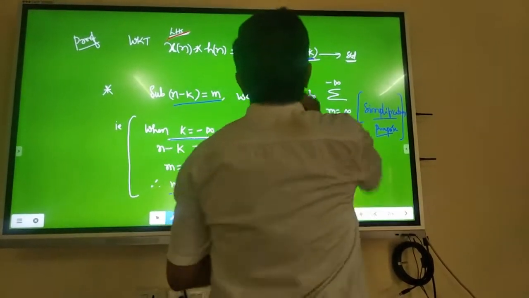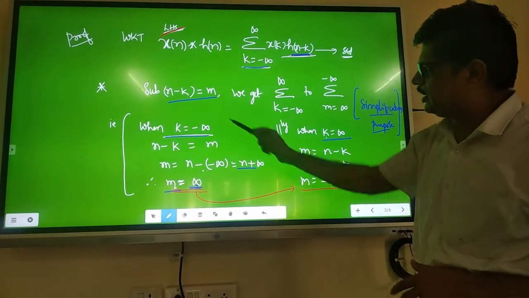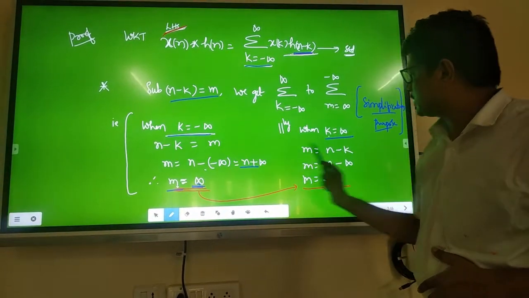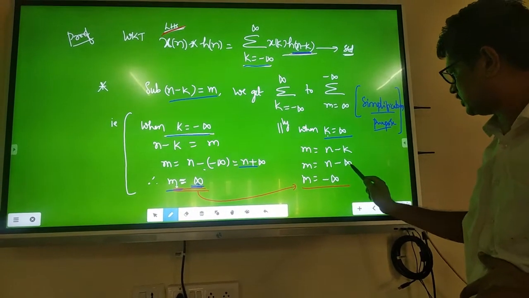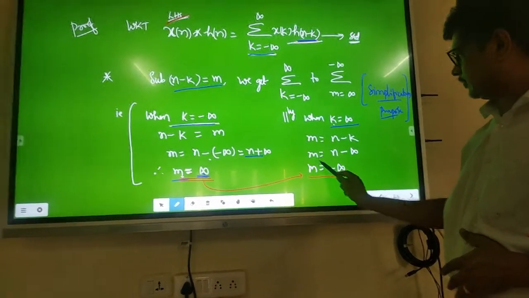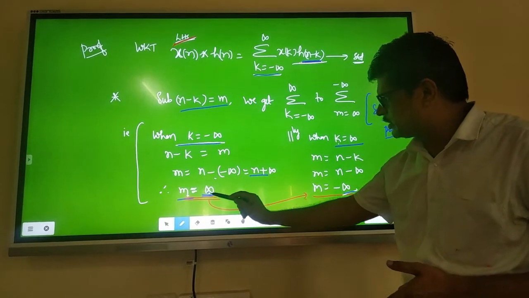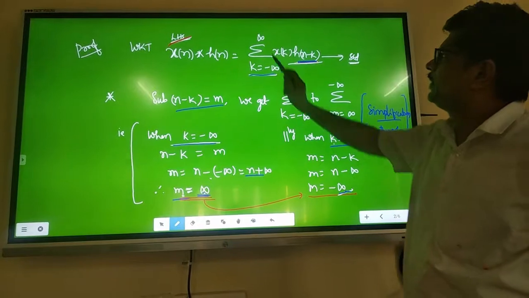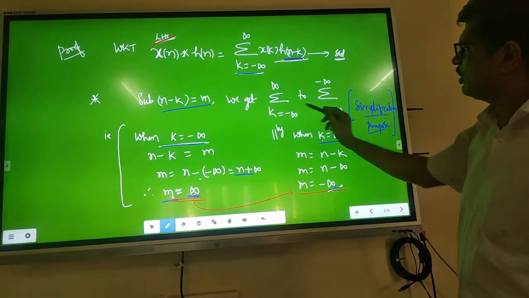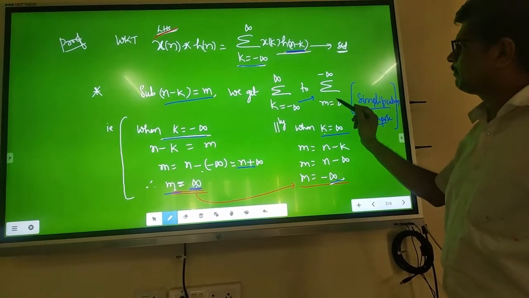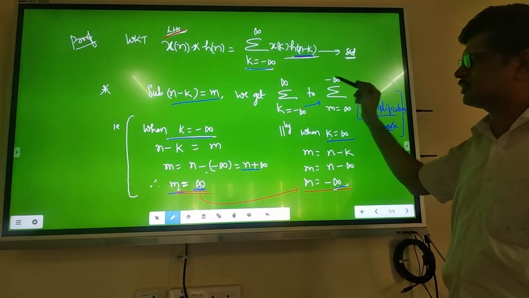Similarly, when k is the upper limit, plus infinity, m is equal to n minus k, which is minus infinity. Therefore your new limits become m equal to plus infinity to minus infinity. When you change the summation from k equal to minus infinity to plus infinity, you get the new limits with summation over m from plus infinity to minus infinity, reversed.